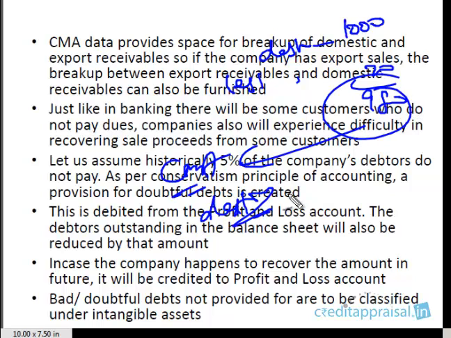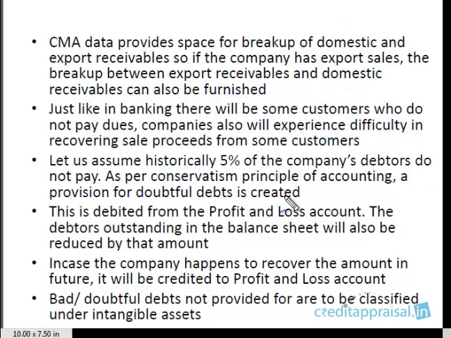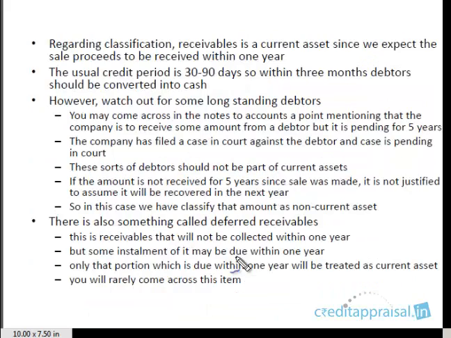Sometimes the doubtful debts are not provided for. In that case, it will be taken under intangible assets, but this is a point which you need not be worried too much about. You're not going to encounter them regularly, okay? The point that you need to be aware of is the classification. As far as CMA classification is concerned, debtors is a current asset because we expect that it's going to convert into cash very quickly. Usually the credit period is 30 to 90 days. So you expect that within 3 months at the most the customers will make the payment and you'll get the cash. So it is a current asset, but you should always watch out for long-standing debtors.